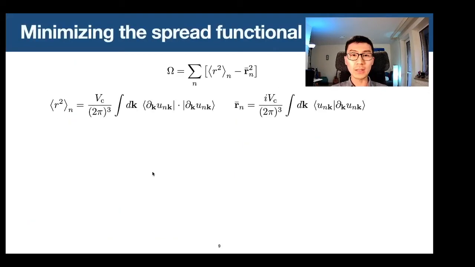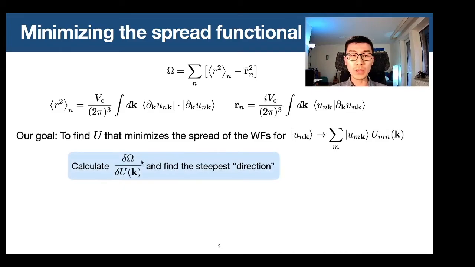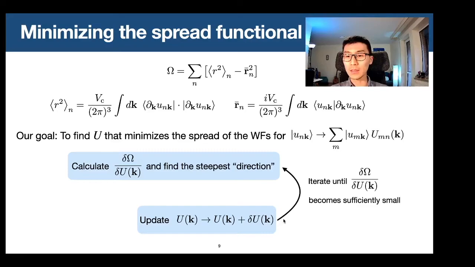So in practice, we start from this expression in k space, and for this transformation U, we calculate the change of the spread with an infinitesimal change of U, and we find the steepest direction that minimizes Omega, and then we update U in this direction, and we can iterate this process until the change of the spread becomes sufficiently small. That's how we get maximally localized Wannier functions.